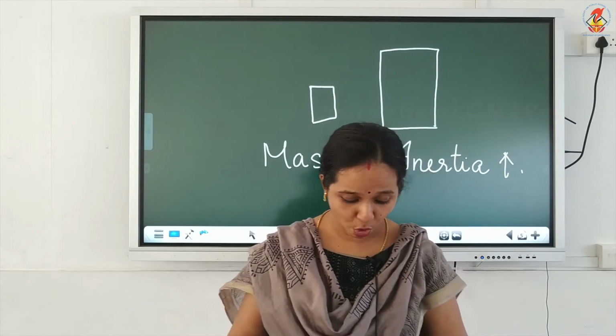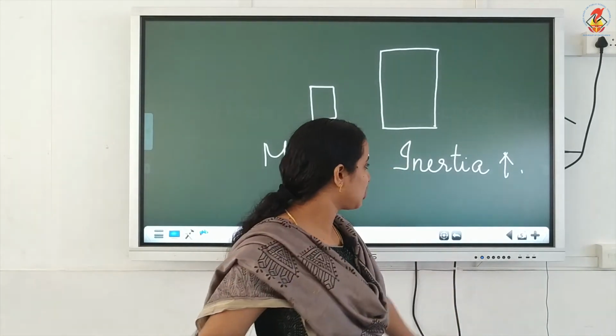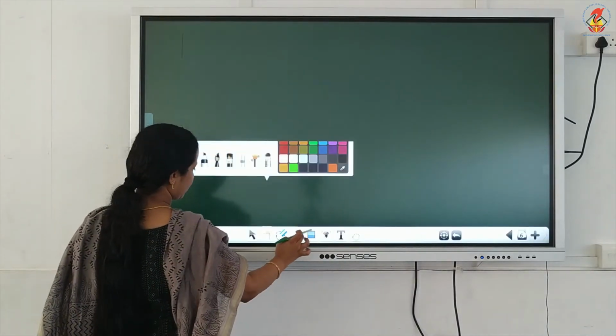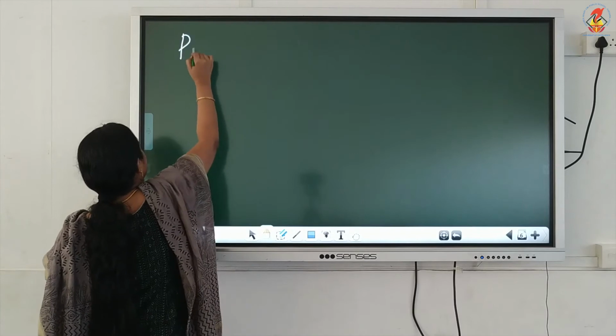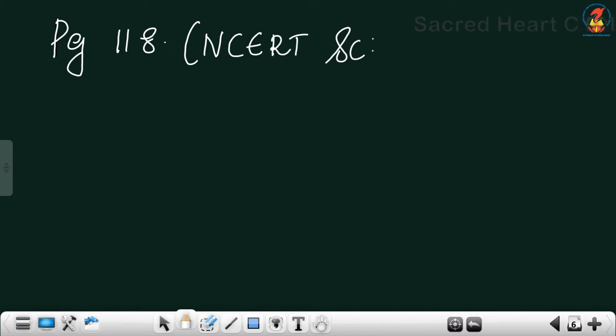Now, let us move on to the questions which are there in your textbook. You can take page number 118 of your NCERT science textbook. There are a set of blue questions over there. Let us discuss those questions now. Question number 1.